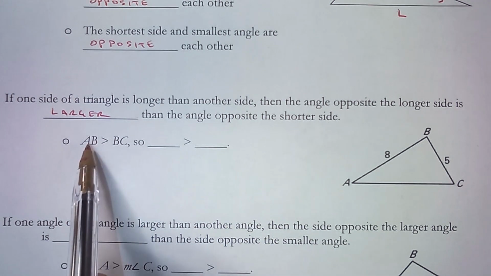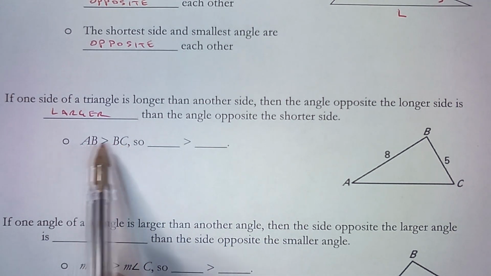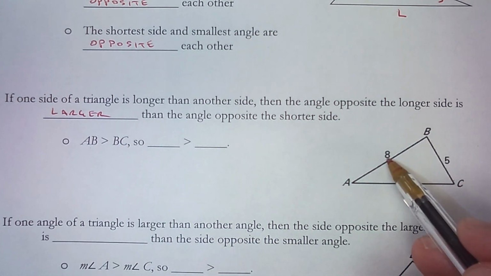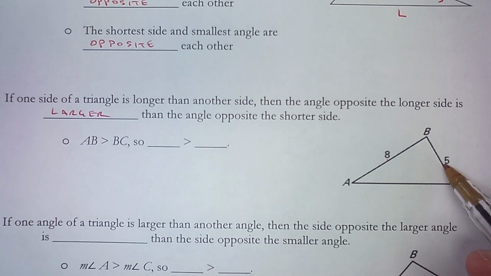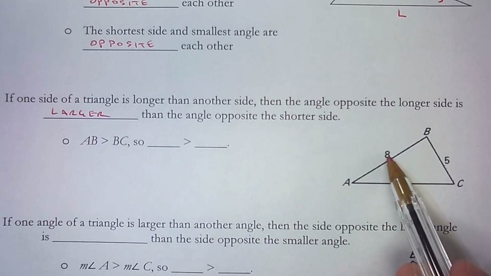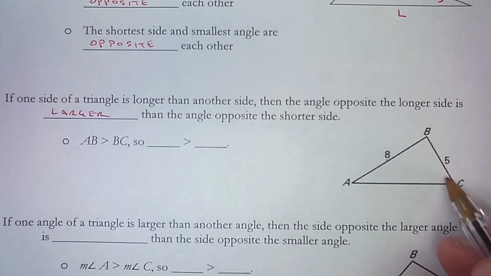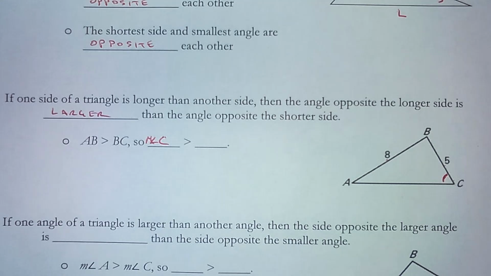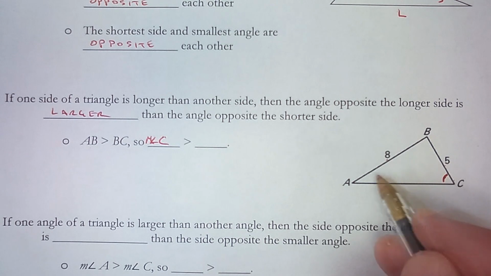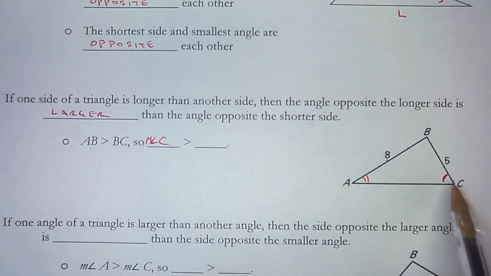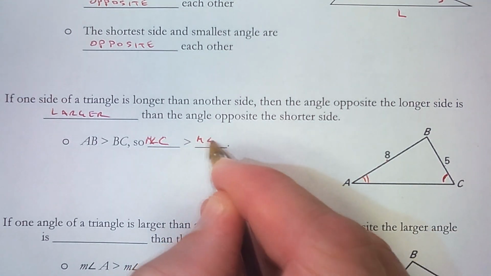So if the length of segment AB is greater than the length of segment BC, and here we have that shown, AB is 8, BC is 5. So AB has a greater length than BC. Okay, so if that's the case, then the angle across from AB, the greater length, is the larger angle. So angle C, the measure of angle C, is larger than the angle across from the smaller side, BC. So the measure of angle C is greater than the measure of angle A.